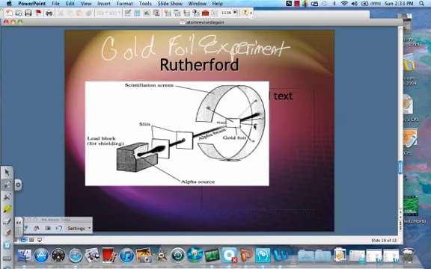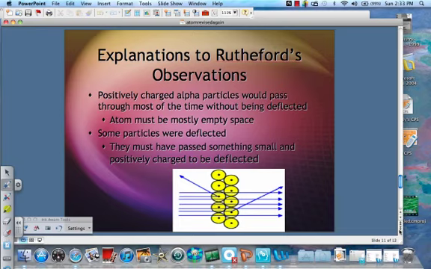So basically, his experiment was to take alpha particles and beam them at gold foil. And then what he observed was most of them went straight through, but some of them got deflected around it. So what can he conclude from this? Well, since these positively charged alpha particles would pass through most of the time without being deflected, he said that atoms have to be mostly empty space, which is very different from Thomson's theory. And then he also said that some particles were deflected. So some of them would bounce at an angle or bounce straight back.